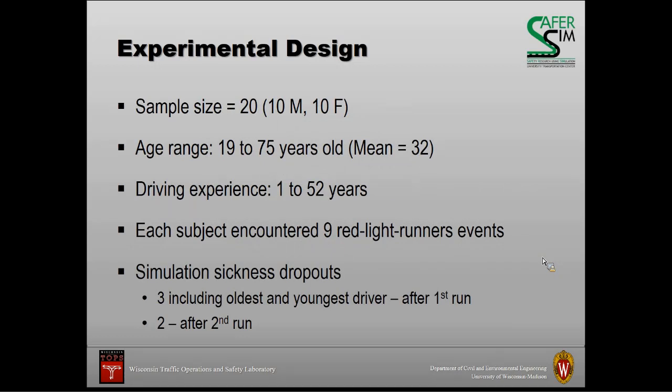20 subjects were recruited to participate in our experiment. We had 10 males and 10 females. They had an average age of 32 years old, and the range was between 19 and 75 years old. All subjects were licensed drivers. They had between 1 and 52 years of driving experience. They all had normal or corrected-to-normal vision, and they had to react to 9 non-connected vehicle red light runner events, and they were distributed over the 3 runs, and they were randomly placed.